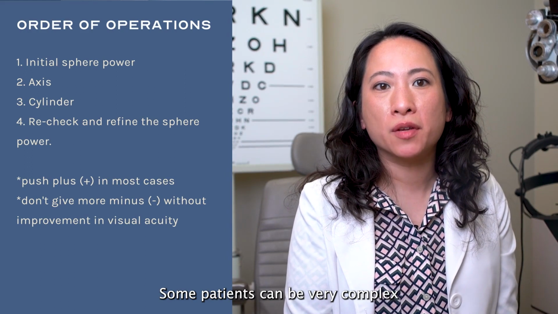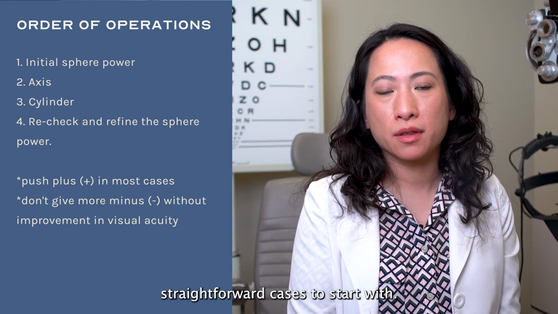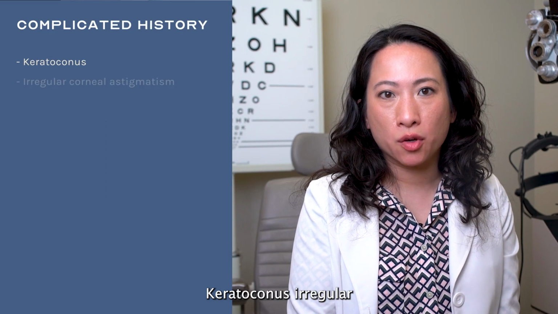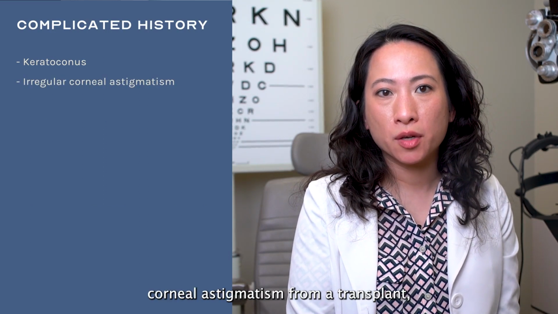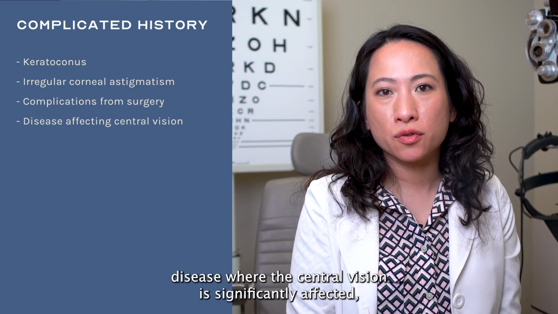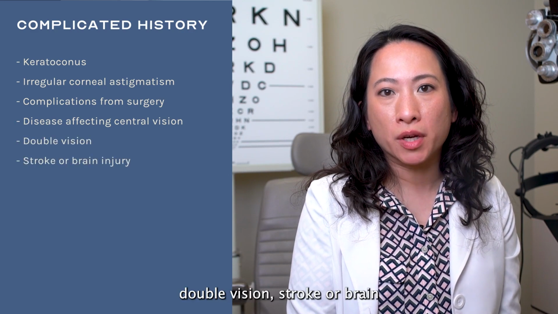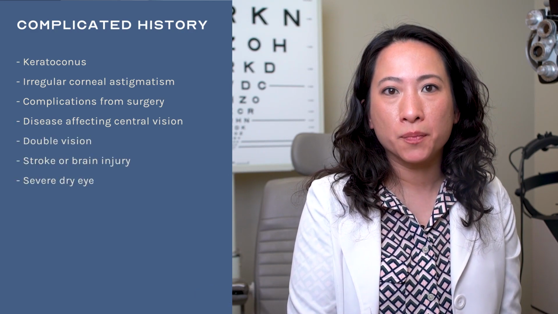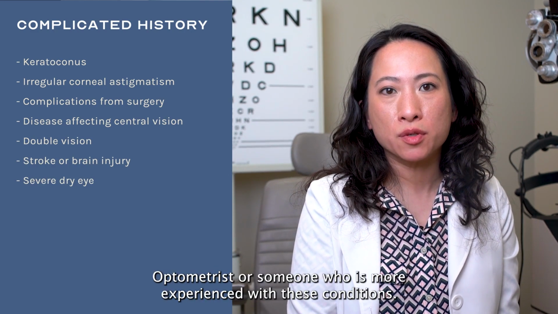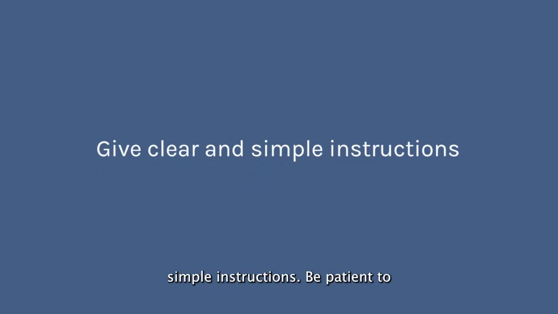Some patients can be very complex refractive cases. Select the straightforward cases to start with. If a patient has a complicated history such as keratoconus, irregular corneal astigmatism from a transplant or corneal disorder, complications from surgery, disease where the central vision is significantly affected, double vision, stroke or brain injury, or severe dry eye, they will likely need to be referred for a refraction with an optometrist or someone who is more experienced with these conditions. Give clear and simple instructions.